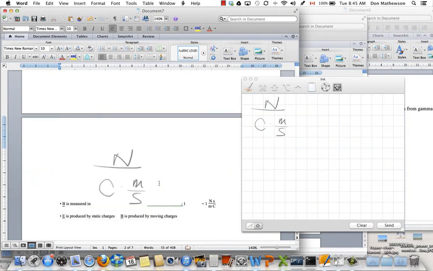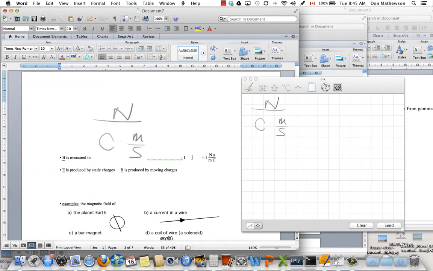So that's a pretty unwieldy unit for magnetic field. So we call it something. We call that a Tesla, and use the capital T, named after Nikola Tesla.